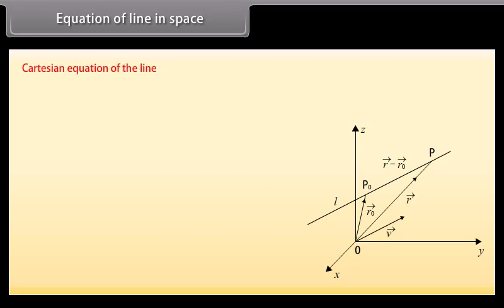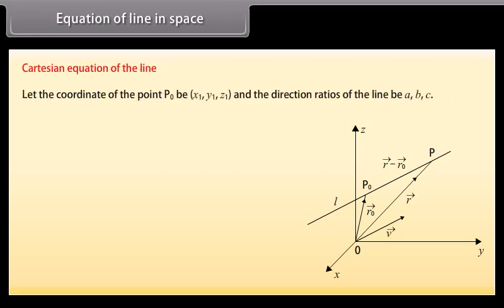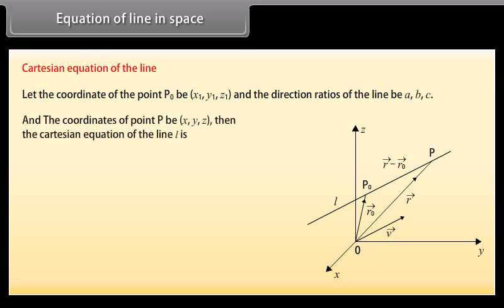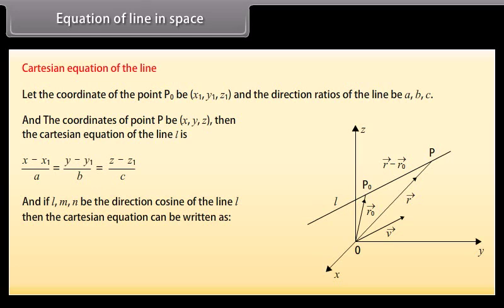Cartesian equation of the line. Let the coordinates of the point P0 be x1, y1, z1 and the direction ratios of the line be A, B, C. And the coordinates of point P be x, y, z, then the Cartesian equation of the line is x minus x1 by A equals y minus y1 by B equals z minus z1 by C. And if L, M, N be the direction cosines of the line L, then the Cartesian equation can be written as x minus x1 by L equals y minus y1 by M equals z minus z1 by N.